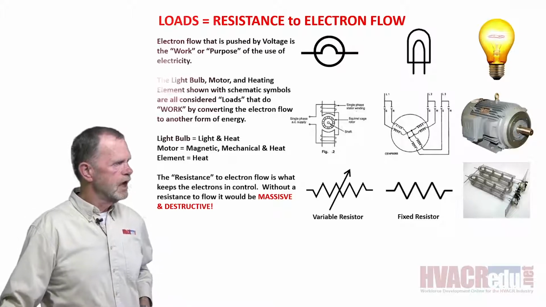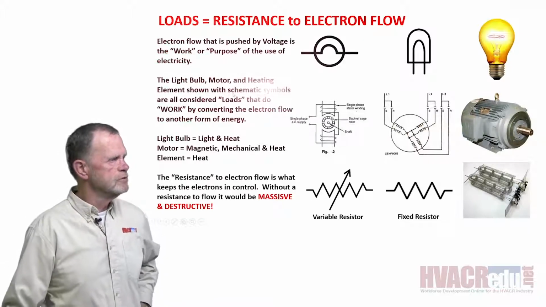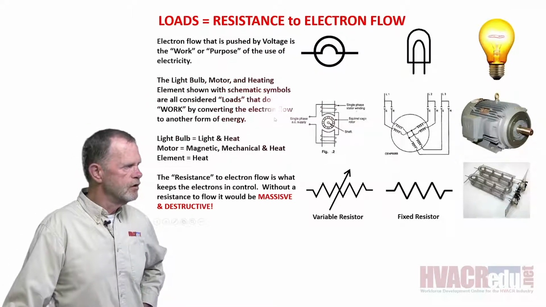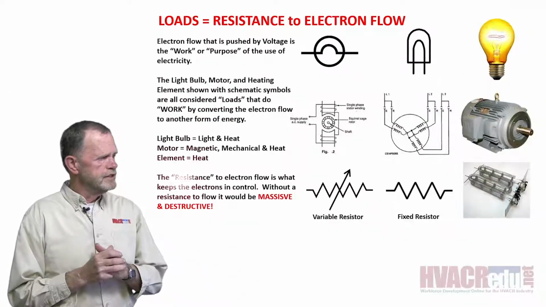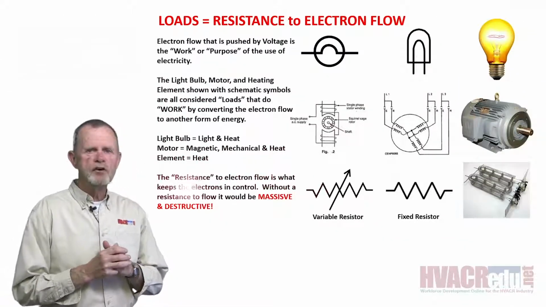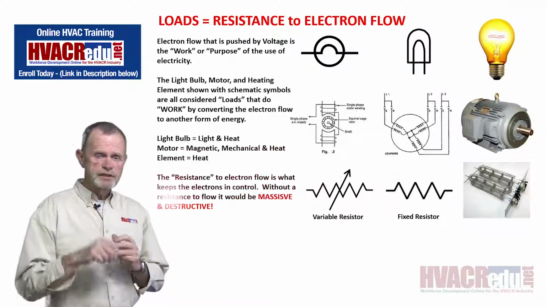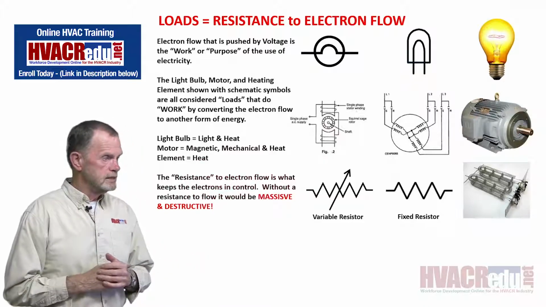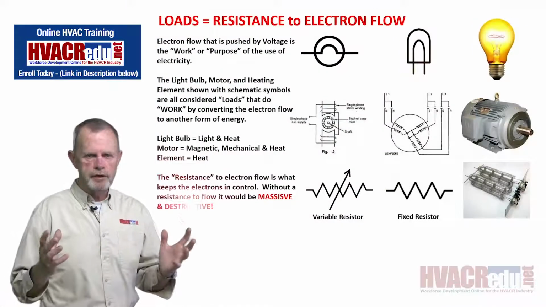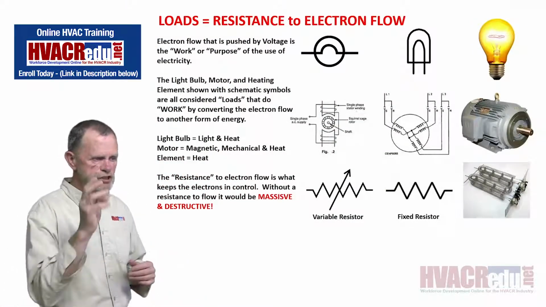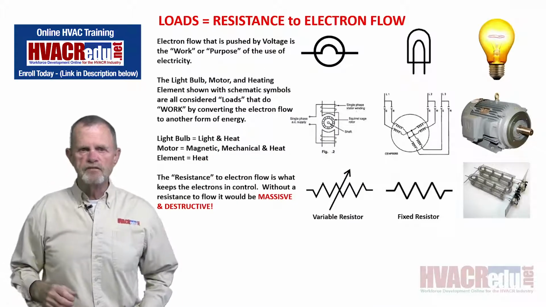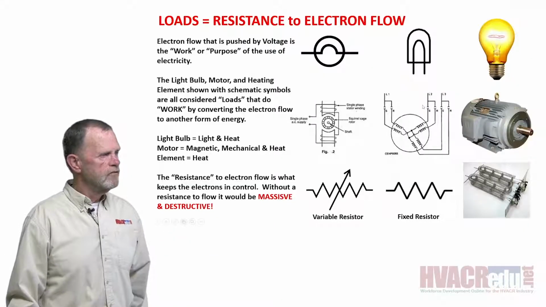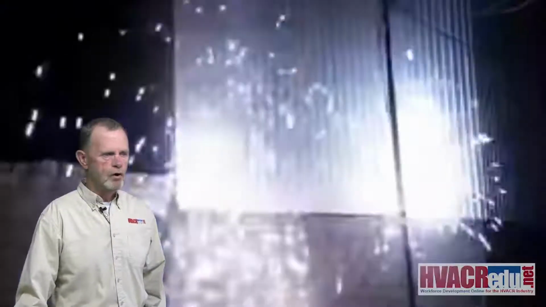And I've got some examples. The light bulb, motor, and heating elements shown in the schematic symbols are all considered loads that do work by converting the electron flow to another form of energy. The resistance to electron flow is what keeps the electrons in control. Without resistance, without a load in the circuit, in other words, the flow of electrons would be, as it says, massive and destructive. If you don't have a load, something that checks, something that controls that electron flow in a circuit, the circuit is going to poof. It's going to get very hot very quick, and there's going to be a lot of sparks involved. Okay.